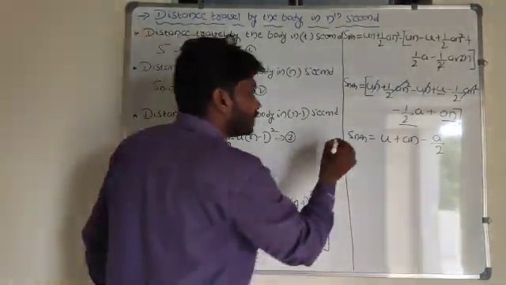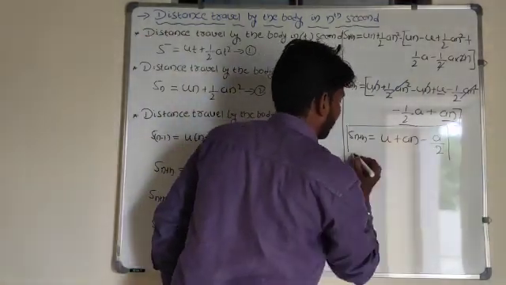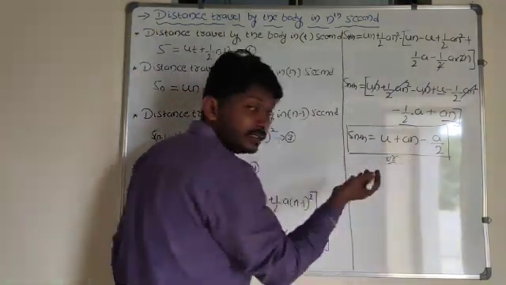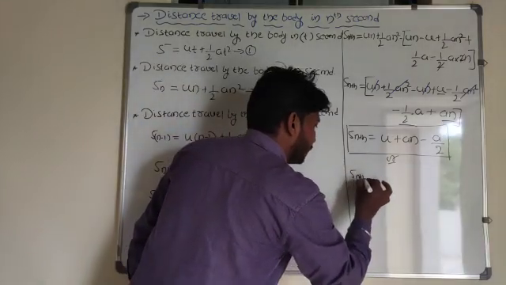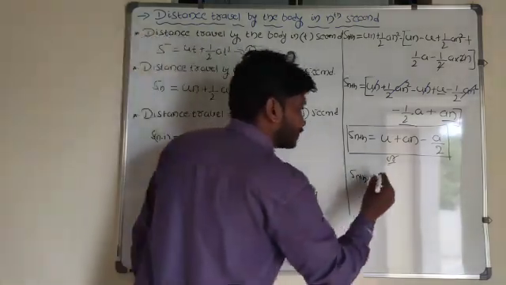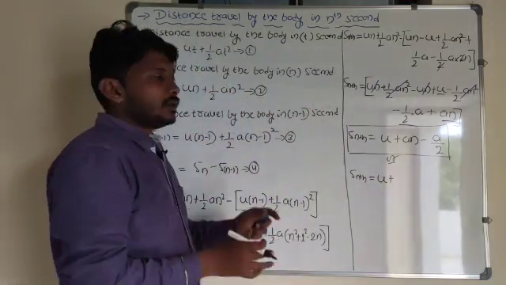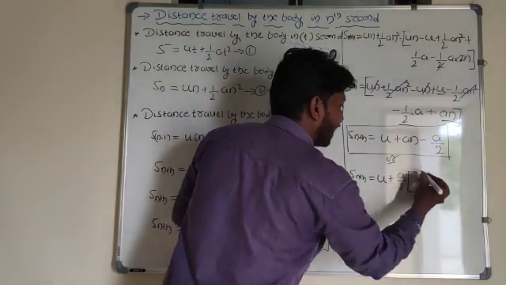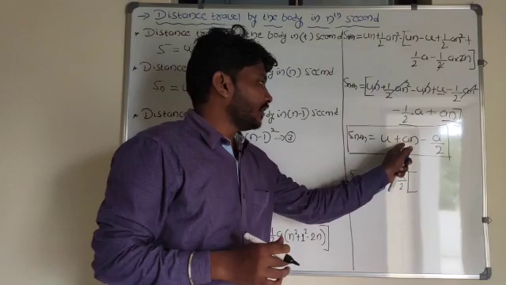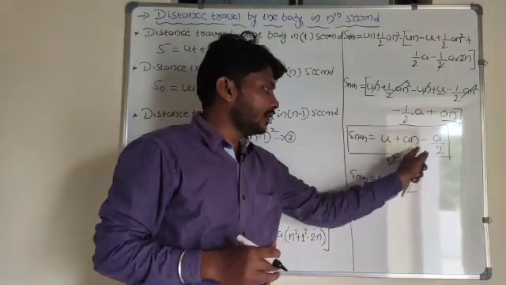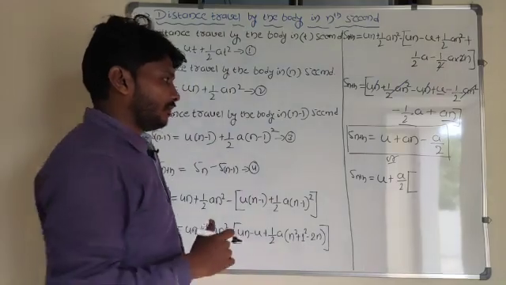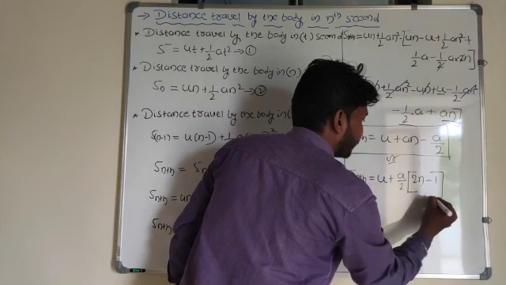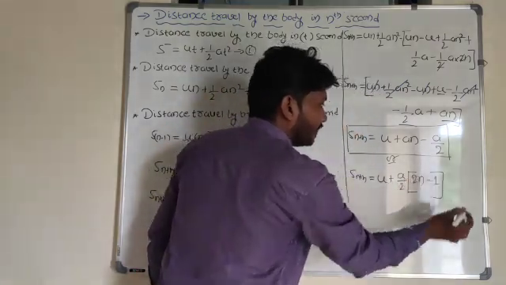So did you get my point? This is the required expression for the distance traveled by the body in nth second, or I can rewrite this equation in one more form. Distance traveled by the body in nth second is u plus, in these two terms, an minus a by 2, I will take a by 2 as a common factor here. If I take a by 2 outside, it will remain as 1 here.